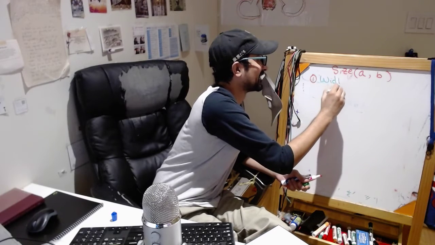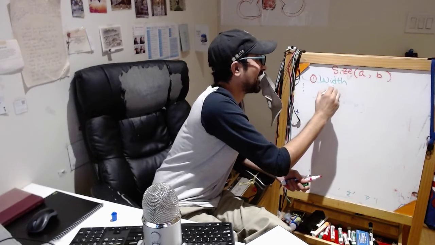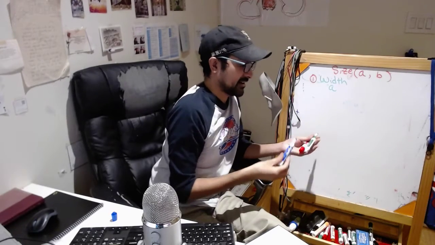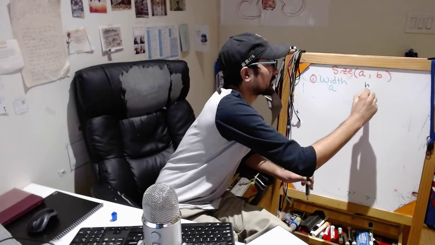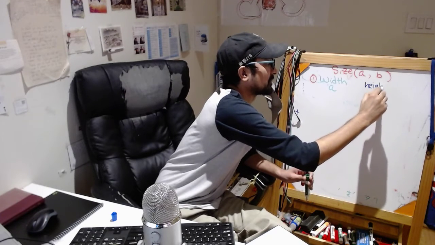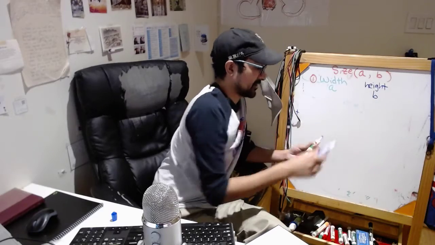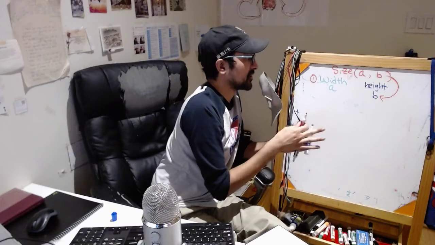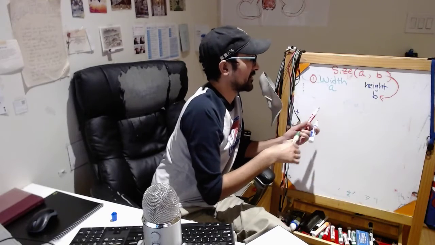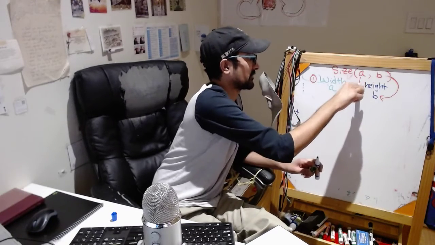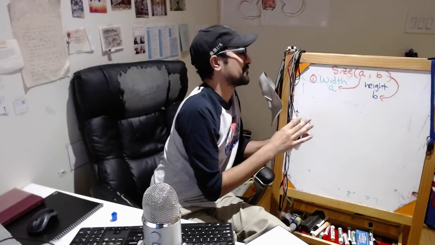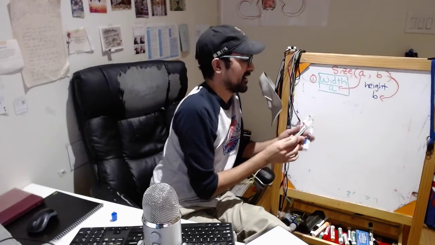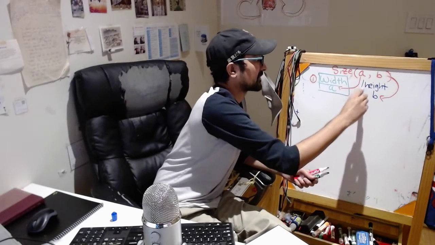Width box is going to have a inside of it, and our height box, oh, I like this blue, is going to have b inside of it. So b is going to be put into our height box, and a is going to be put into our box labeled width, okay? And b is going to be put into our box labeled height.